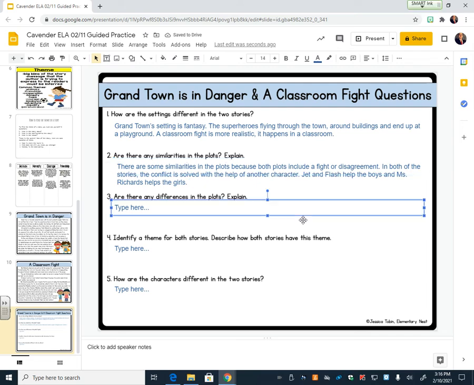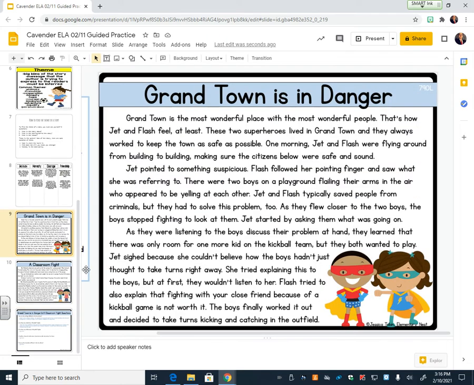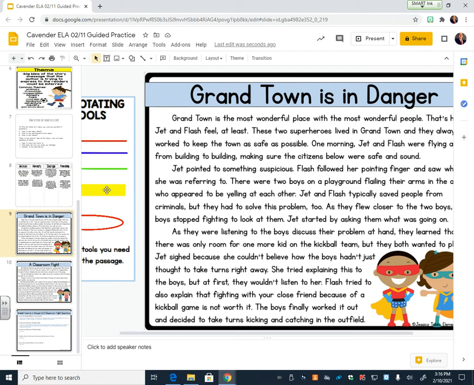All right. Now, what are the differences in the plots? So we talked about how they are the same. Now we're going to talk about how they are different. So the biggest difference is what the children are fighting over. So what are they fighting over in Grand Town is in Danger?